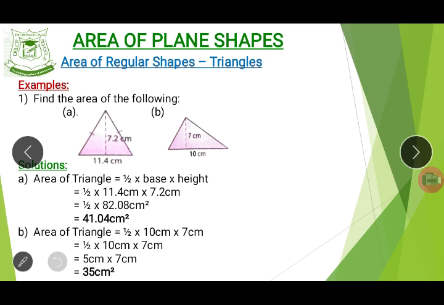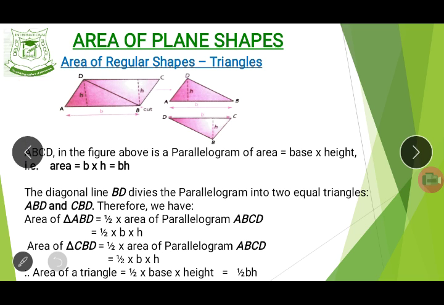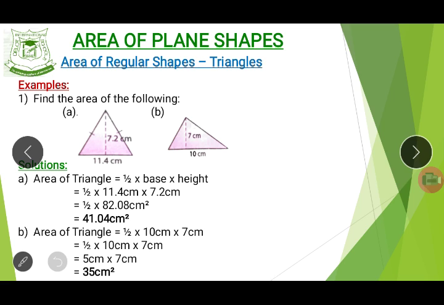Now look at these examples. Look at these two triangles. The first one has a base of 11.4 centimeters and a height of 7.2 centimeters, and the second one a base of 10 centimeters and a height of 7 centimeters, and we have to find the area. Very simple. What is the area of a triangle? We know that the area of a triangle is half times base times height, right?